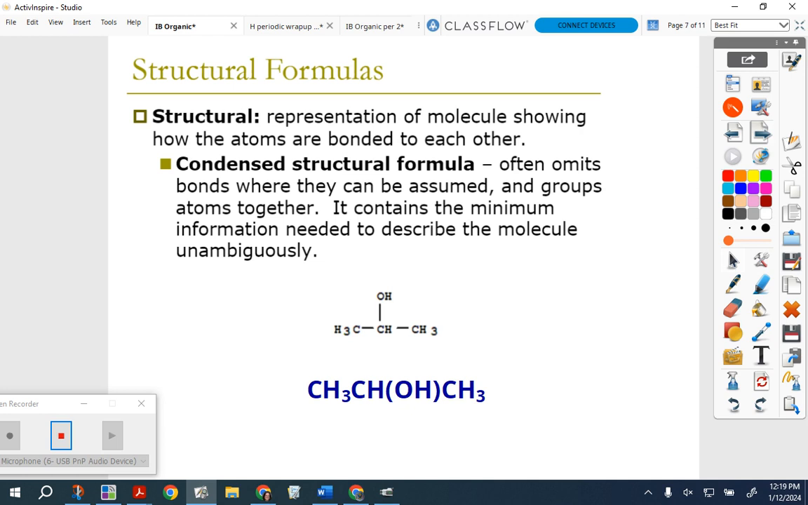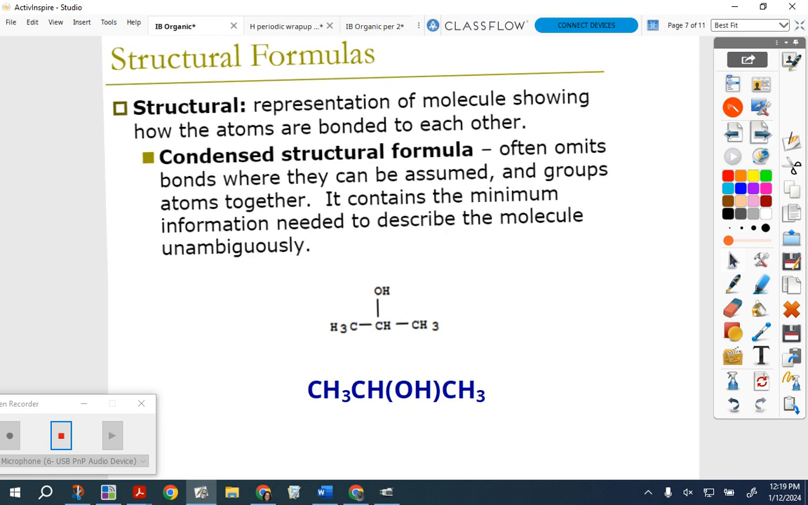So here we take our CH3, our CH, which is the next piece. It has an OH off of it, and then we end with another CH3. So we're going to practice writing these for a few molecules. We'll get a little bit more practice on Monday so that you get a sense of what this means.